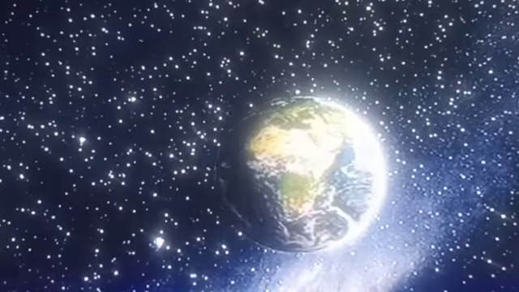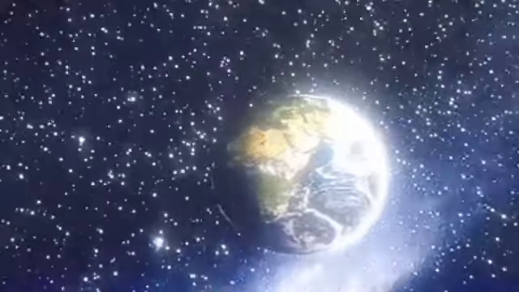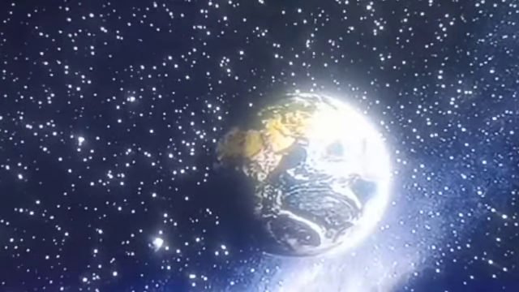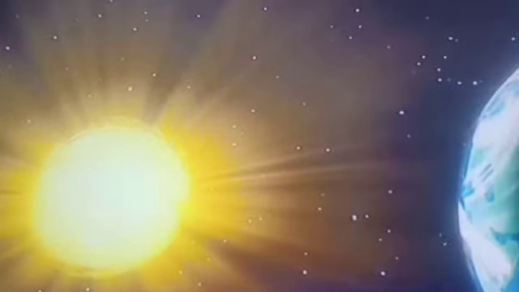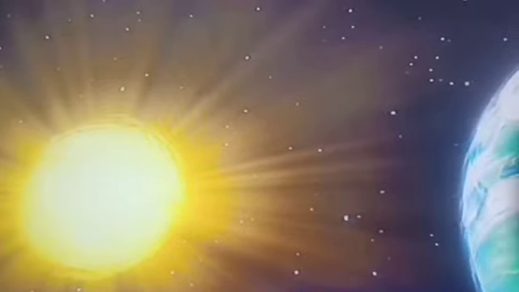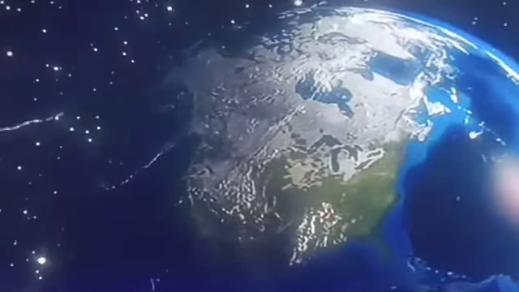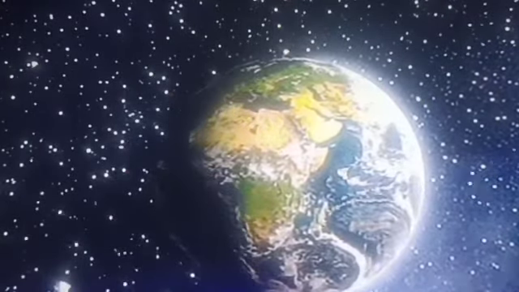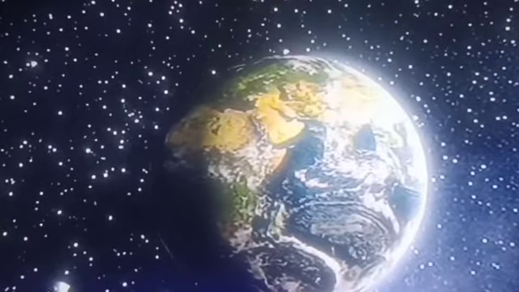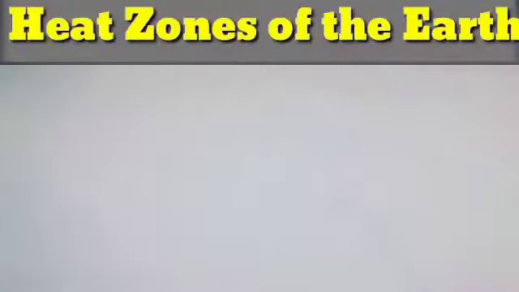All places on the earth do not receive the same amount of sun rays. The places of the earth that receive direct rays of the sun are hotter as compared to the areas which receive slanting rays of the sun. So, based on the amount of heat received from the sun, the earth has been divided into different heat zones. The first is the torrid zone.